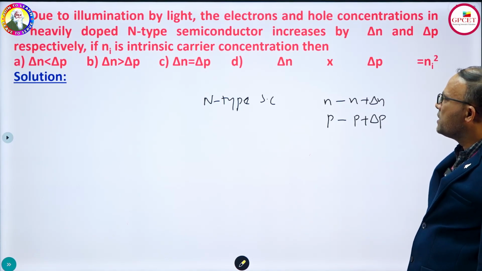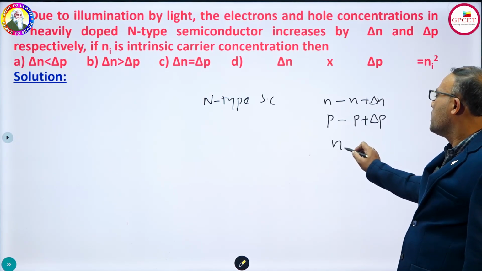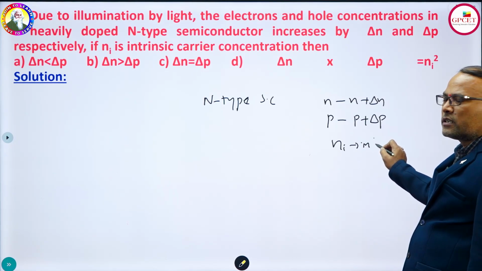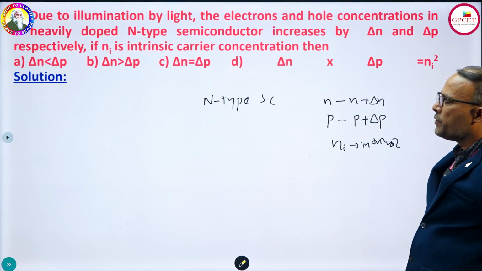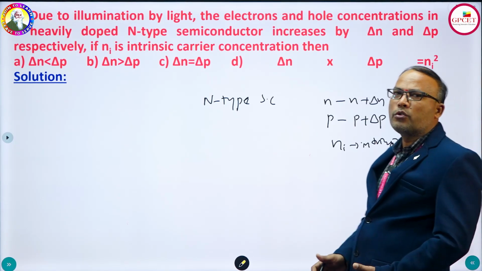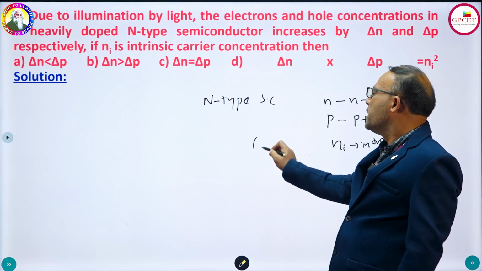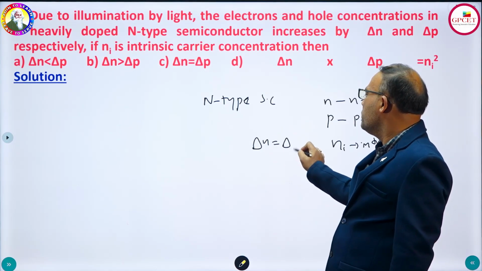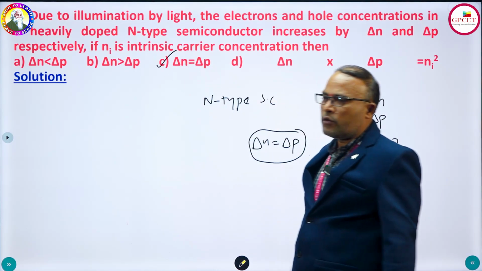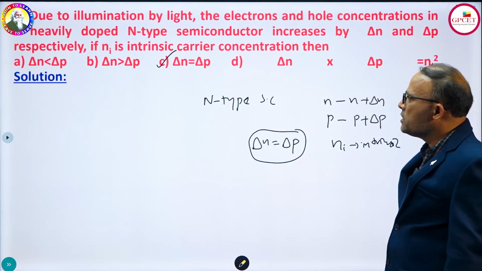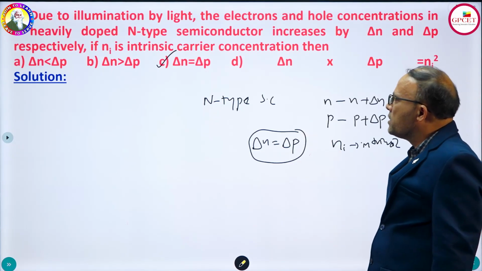So if Ni is the intrinsic carrier concentration, I can say that an equal amount of increment has happened for electrons and holes. That is, delta n is equal to delta p. An equal amount of increment has happened for holes and electrons. So this is the answer for this question.